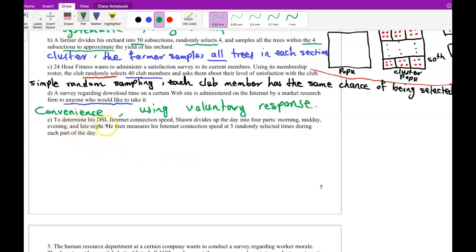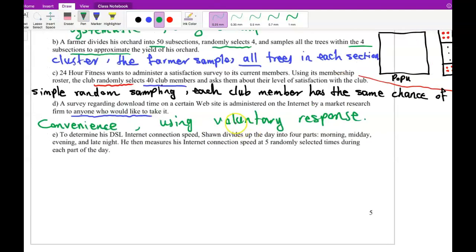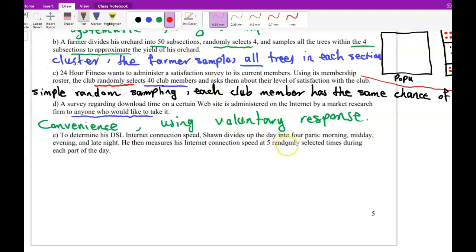Part E: to determine his DSL internet connection speed, he divides up the day into 4 parts: morning, midday, evening, and late night. He then measures his internet connection speed at 5 randomly selected times during each part of the day. This is stratified.